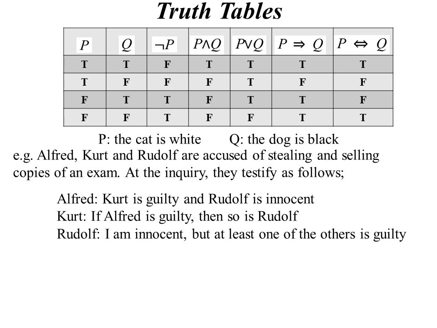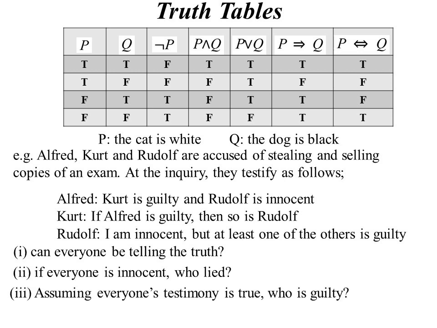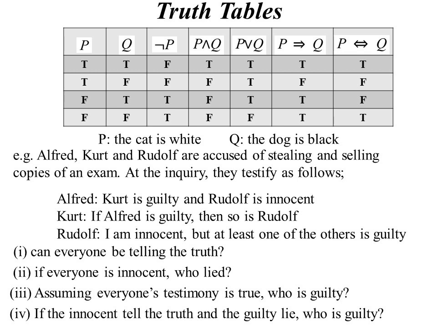The first question is, can everyone be telling the truth? Is that possible? Then the next thing to work out is, if everyone is innocent, who lied? And assuming everyone's testimony is true, assuming they all speak the truth, then who is the guilty person? The fourth one was, if the innocent tell the truth and the guilty lie, who is the guilty? How would I approach it?